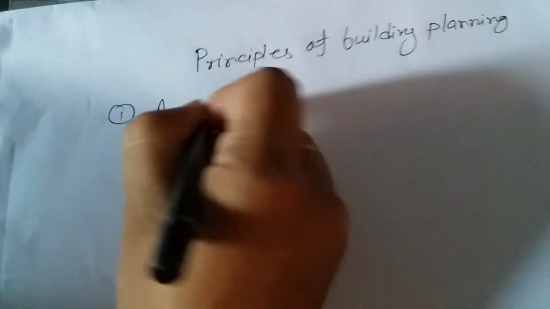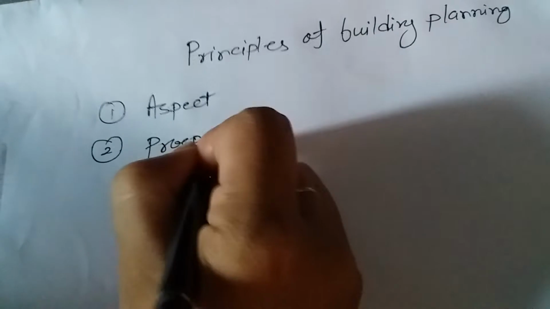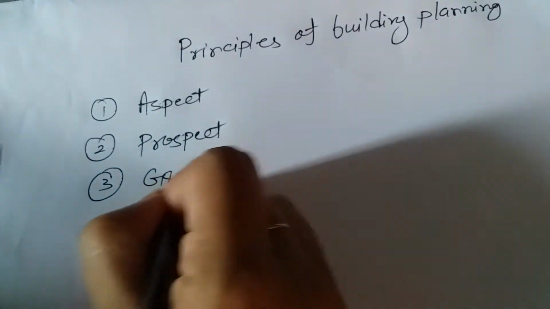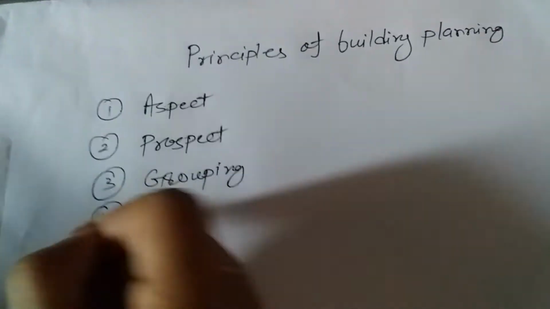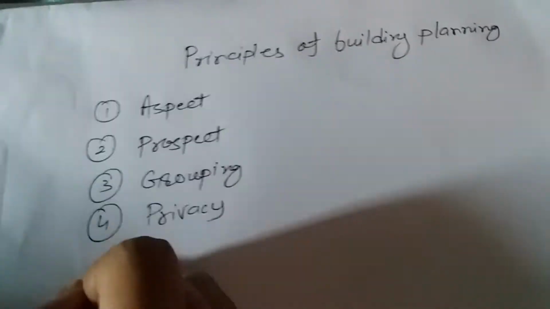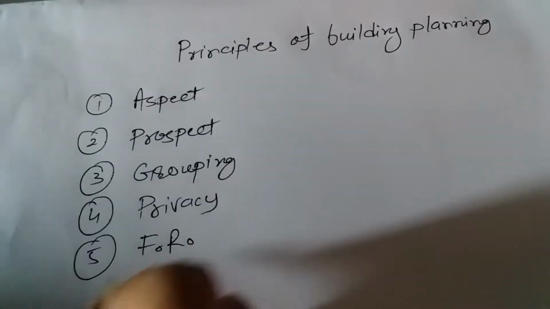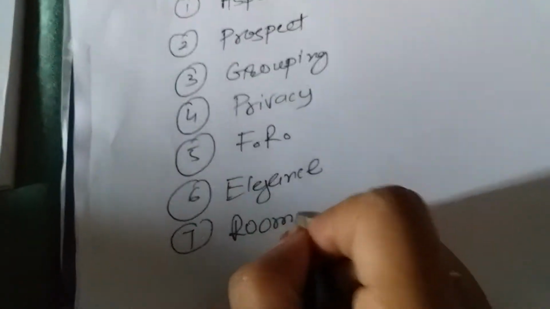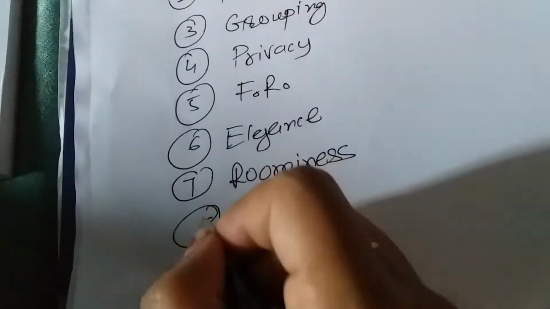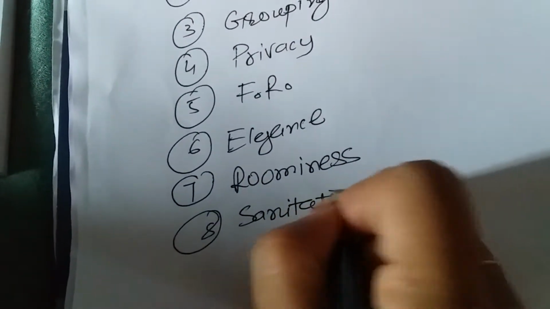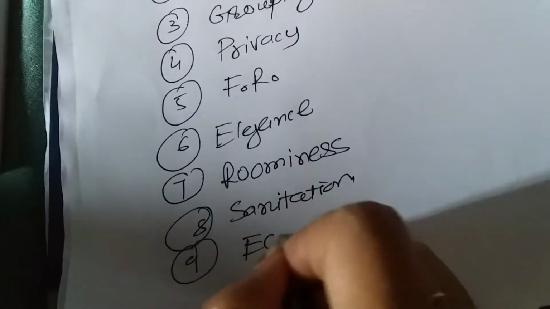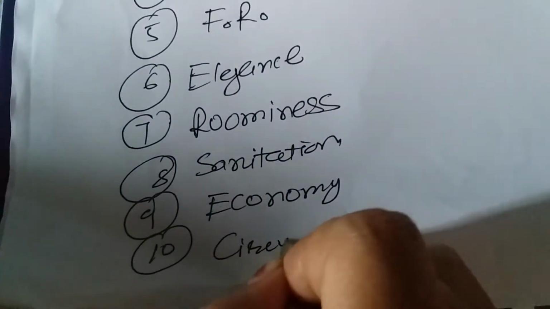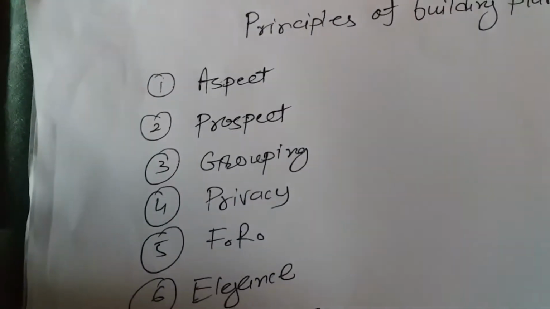First is aspect, second is prospect, third one is grouping, fourth is privacy, fifth furniture requirement, sixth one elegance, seven roominess, eight sanitation, ninth one economy, and last 10 circulation. Okay, so one by one we are learning.